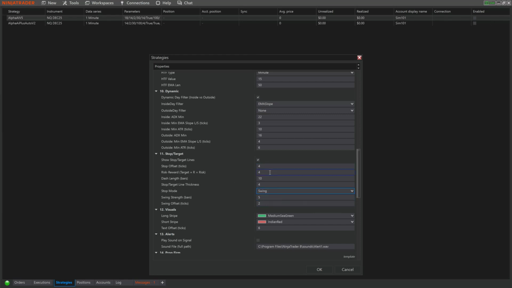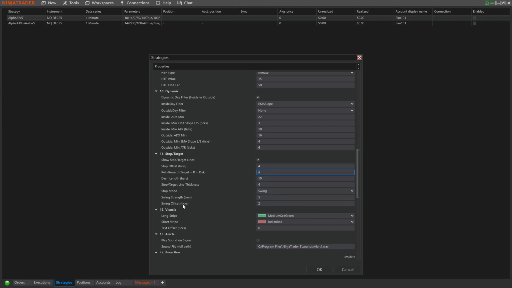And then we have the risk reward. This scenario is 4, which means the target line, or a profit target anyway, if it's auto mode, is how many risk reward from the stop, and this is 4. So whatever stop you're using is going to multiply by 4 for the target.